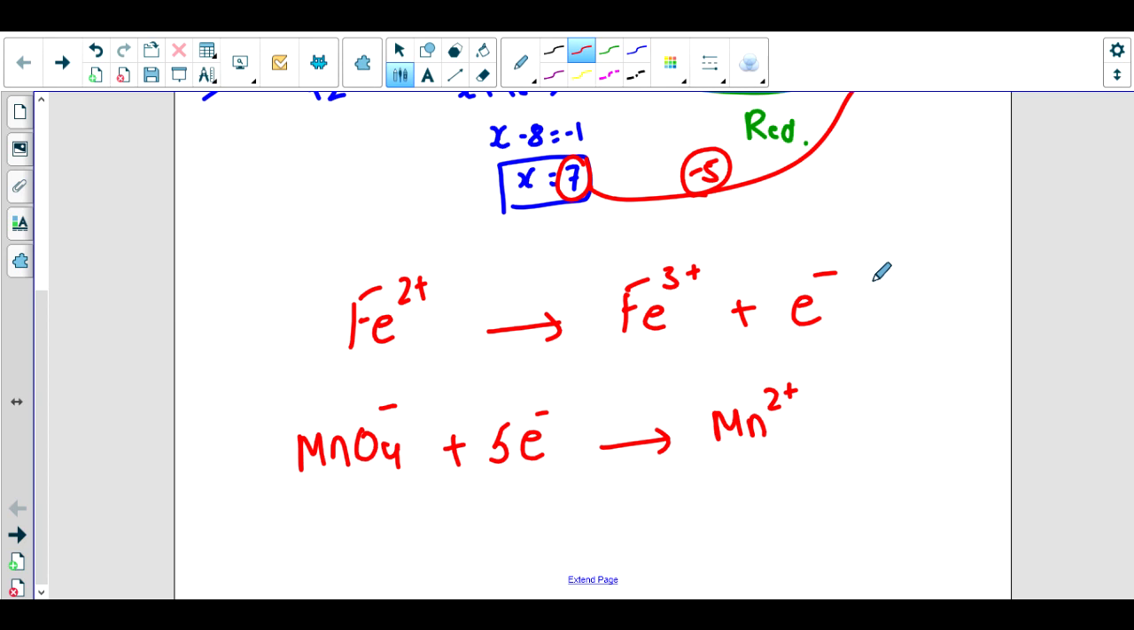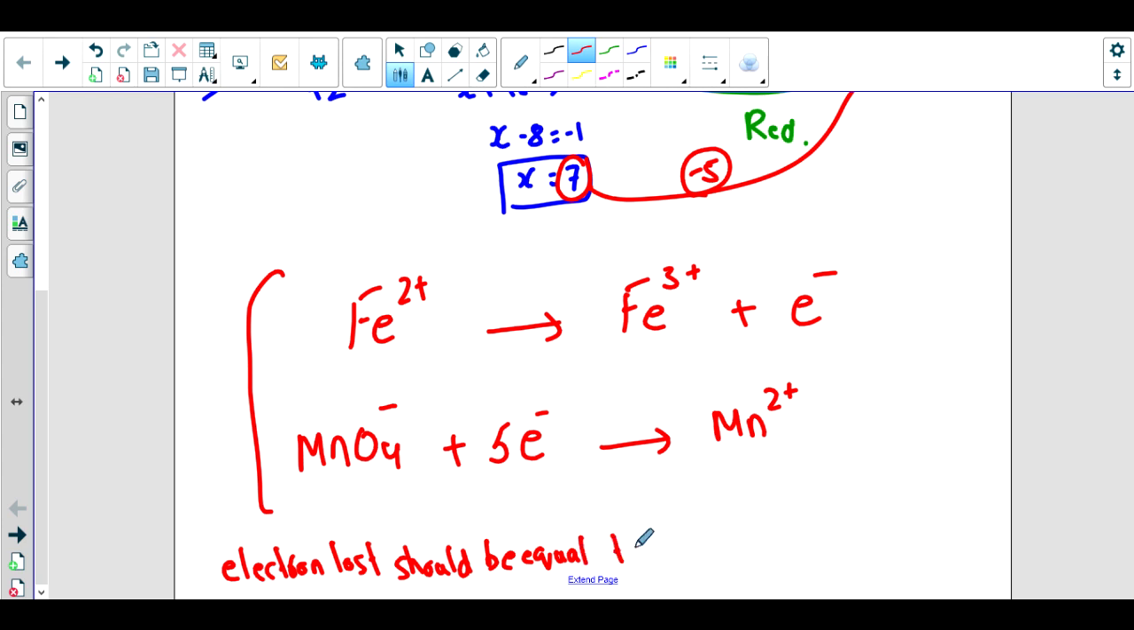Now the problem is, it is not possible that it is gaining 5 electrons and losing 1. It should be equal. Always keep this in mind. In this step you want to make sure that electrons lost should be equal to electrons gained. There is no other source. These electrons can only come from the species that lost them.